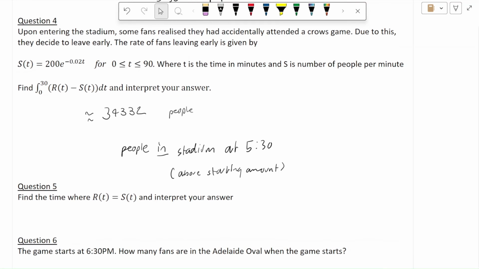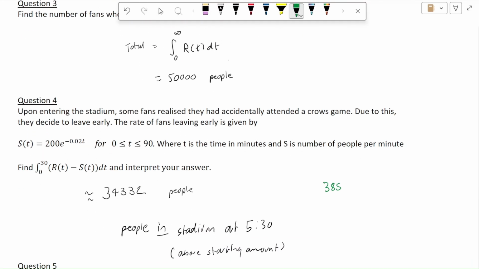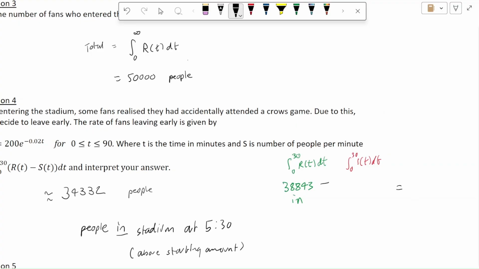Okay, so if you want to interpret it, we learnt before, 38843 came in. And that was the integral of 0 to 30 of R. And you can also interpret 0 to 30 of S being the people leaving. So we'll work out what that number is in a sec. But then the remaining was that number we just worked out, 34332.